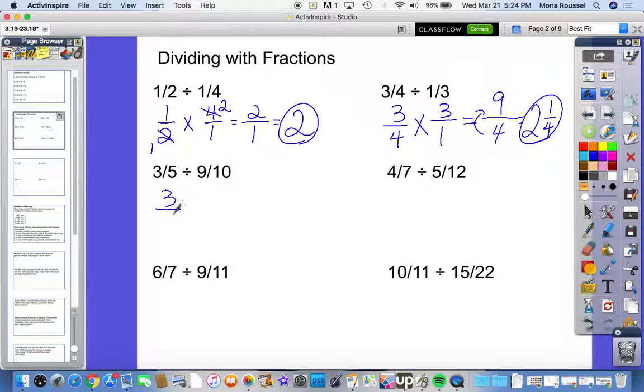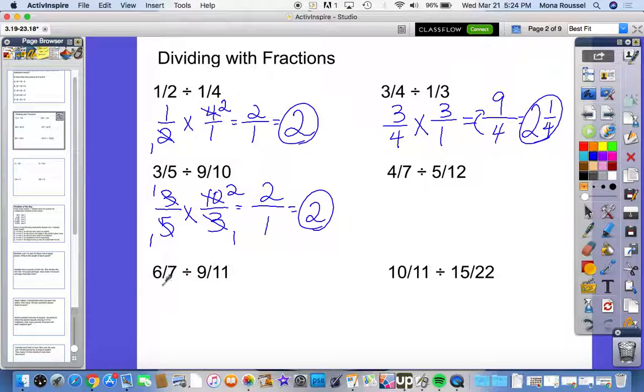Here on 3/5 divided by 9/10, we keep, we change, we flip. Now when we look to see what can be canceled, we notice with this numerator, this denominator, both 3. 3 goes into 3 once, 3 goes into 3 once, and that can cancel. And when we look across the other way with 5 and 10, 5 can go into 5 once, 5 can go into 10 twice. So we've canceled, and we do 2 times 1 is 2, 1 times 1 is 1, 2/1 equals 2.